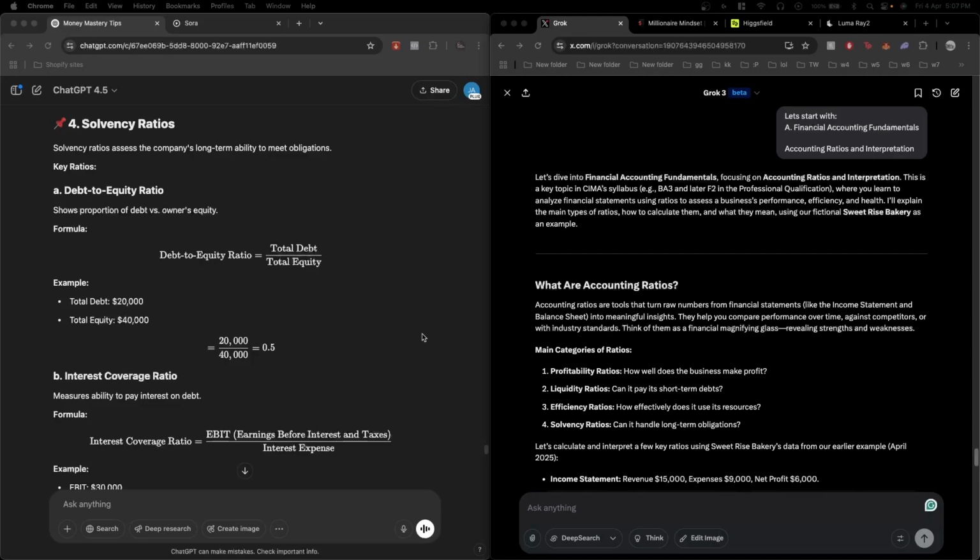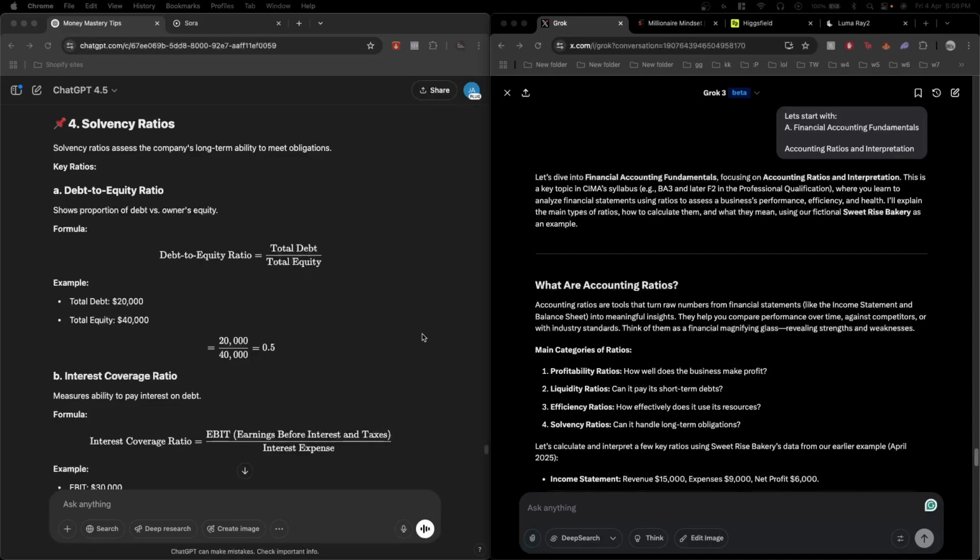And finally, we move on to solvency ratios. Solvency ratios assess the company's long-term ability to meet obligations. Going on to the debt to equity ratio, it shows the proportion of debt versus owner's equity. So the formula is as follows. The debt to equity ratio equals total debt divided by total equity.